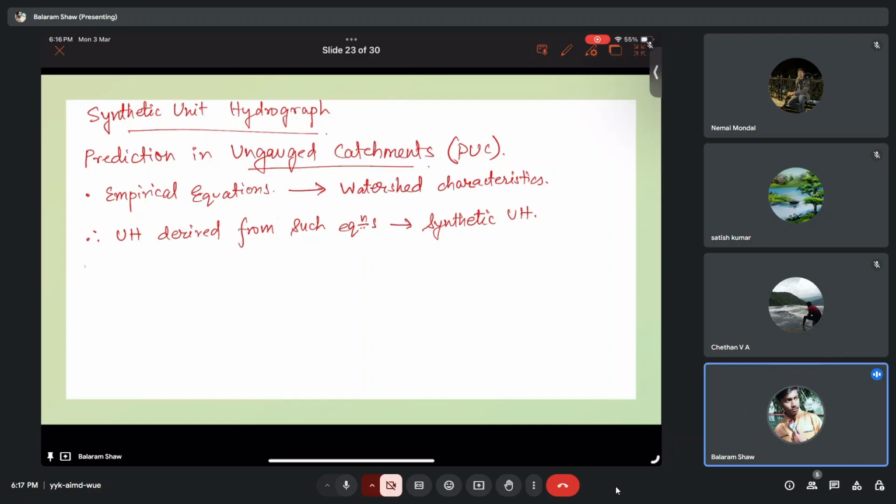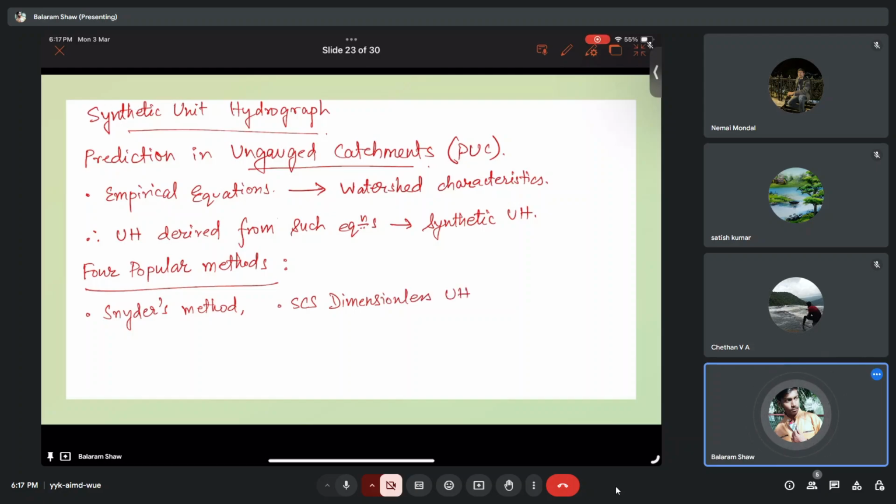There are four popular methods we have seen in the lectures which we can use to develop the synthetic unit hydrograph for any ungauged catchment. Those are Snyder's method, then the SCS dimensionless unit hydrograph method, then the SCS triangular unit hydrograph method, and last but not least, the time area method.